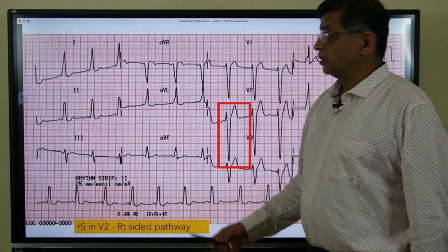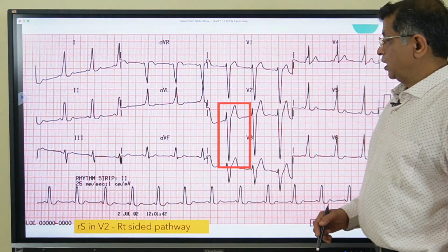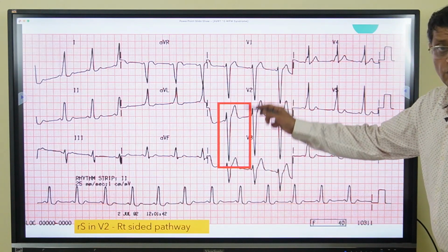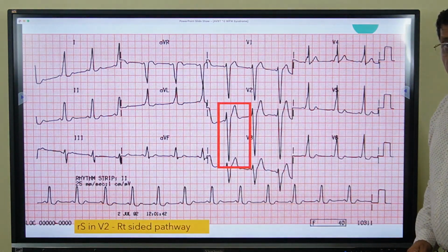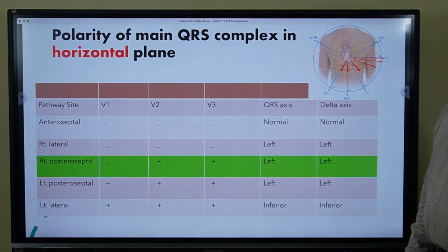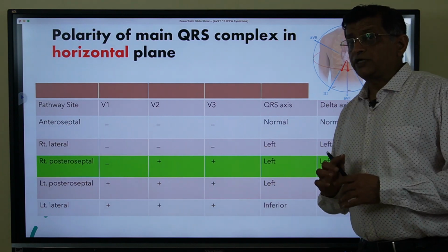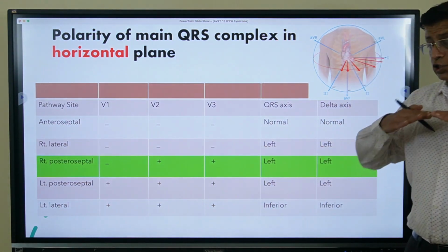Again, example of WPW syndrome: short PR interval, delta waves, and a dominantly negative pattern in V2. So this appears to be a right-sided pathway. Now let's see the polarity of the QRS in the horizontal plane.